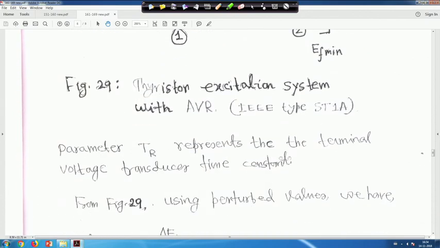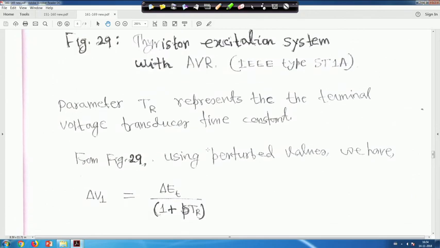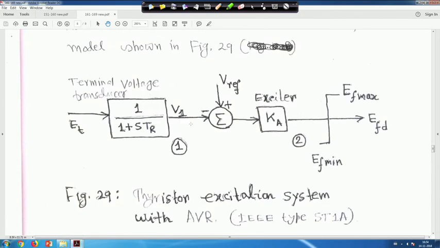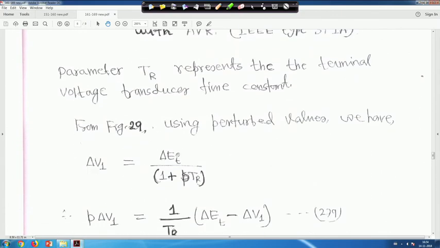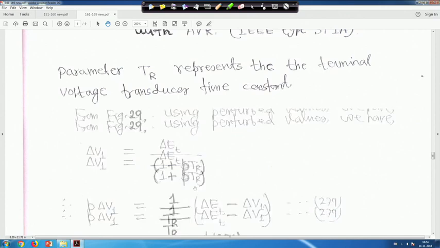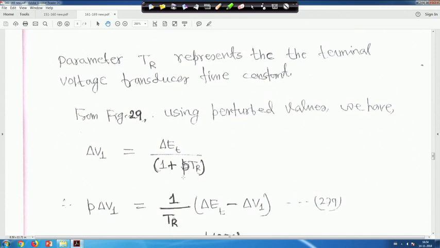Now, parameter T R represents the terminal voltage transducer time constant. From figure 29, you can write that delta V1 is equal to delta Et upon 1 plus S T R, because V1 is equal to Et upon 1 plus S T R. We are keeping P and S the same, that is P is equal to d by dt is equal to S.